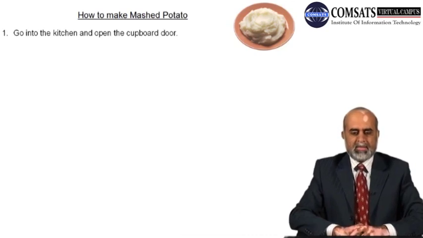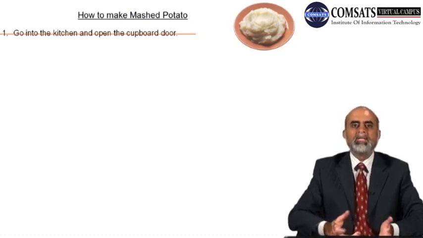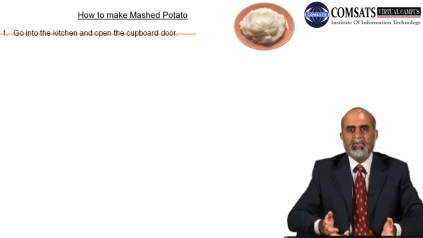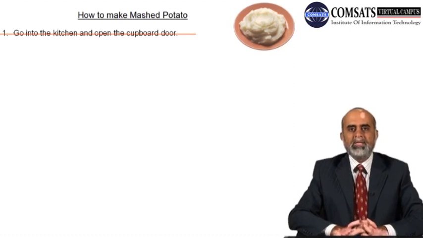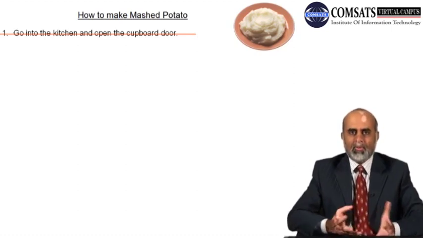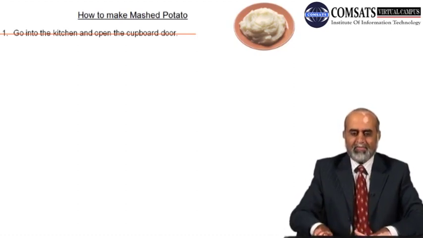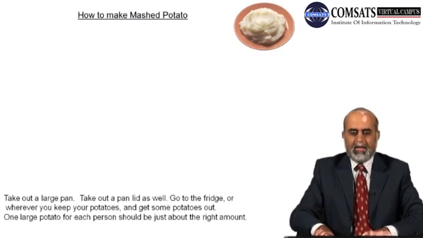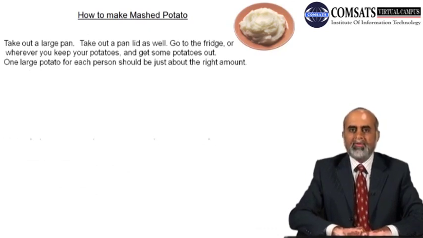What about the first sentence? Go into the kitchen and open the cupboard door. Do you think it is really important to give this instruction? Yes, you are right. We don't need to give this instruction. It is pretty obvious. After all, we are talking to the human beings who are intelligent, and we are not giving these instructions to a robot, for example. Okay, so we have crossed out the first step.